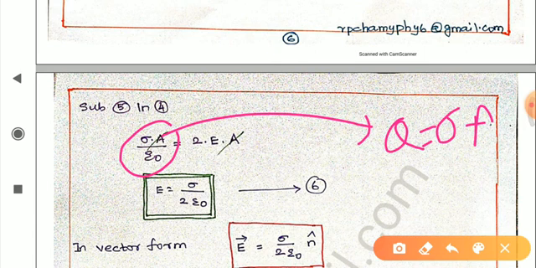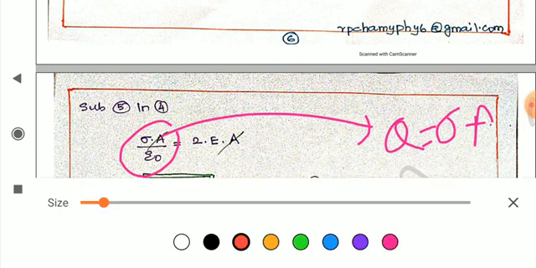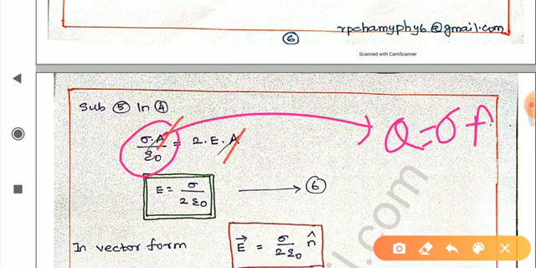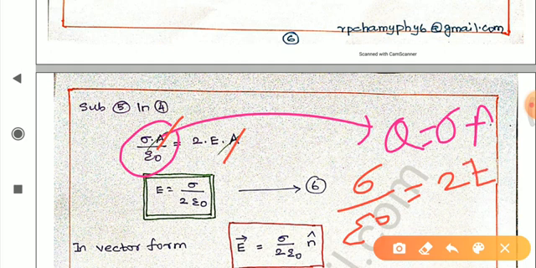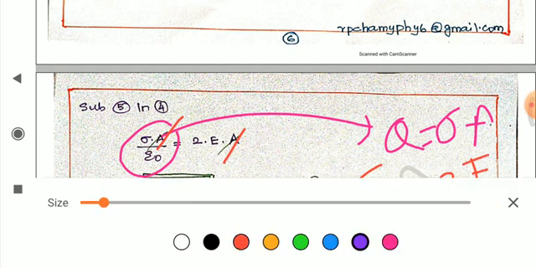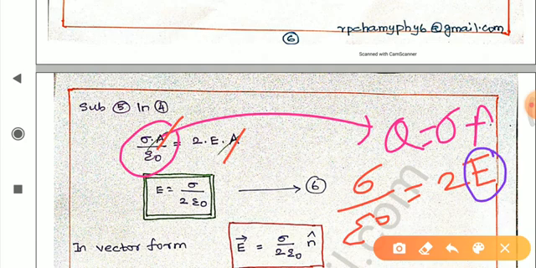Then A is common on both sides, so they will cancel each other. So what will be on the left hand side? On the left hand side, it will be sigma by epsilon naught is equal to 2 into E. Now we are going to calculate the value of E alone. That's why the 2 comes to the denominator. Finally, we get the equation E is equal to sigma by 2 epsilon naught. This is known as the electric field produced by the infinite plane sheet of charge.